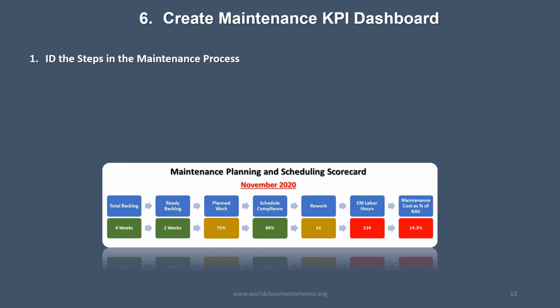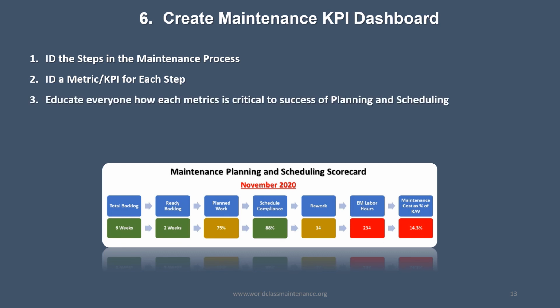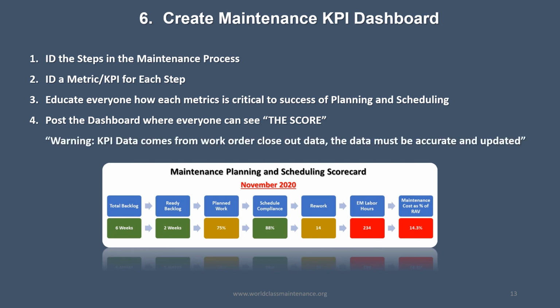Why that last one? Because we've got to manage the money. Identify a metric, KPIs for each step, like I've shown you here. Educate everyone on how each metric is critical to success for planning and scheduling. And post a dashboard where everyone can see the score. It needs to be where people can see it. For my planners, maintenance supervisors, and production supervisors, a dashboard should show up on their screensaver. It looks something like this.